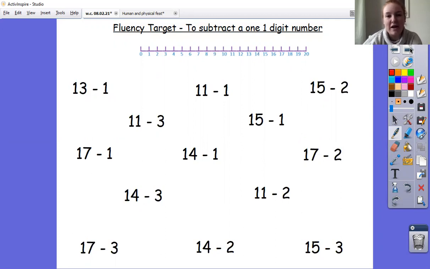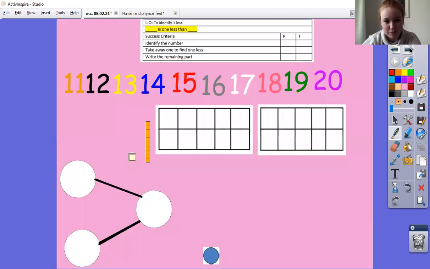Fantastic. Okay. If you want, you can send us in that work to have a look at, but the work I'm wanting for you to send in this week is the video from Monday. Let's just have a look at these numbers and see if we can represent them in many different ways.